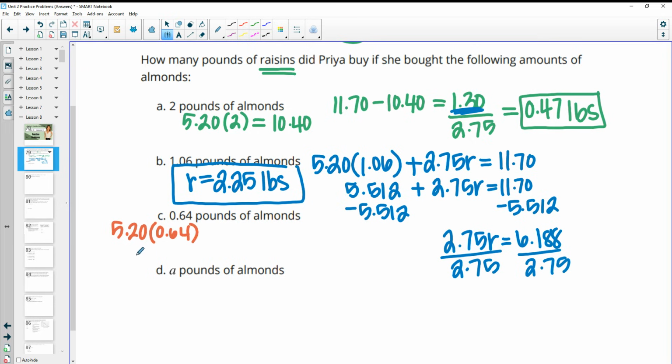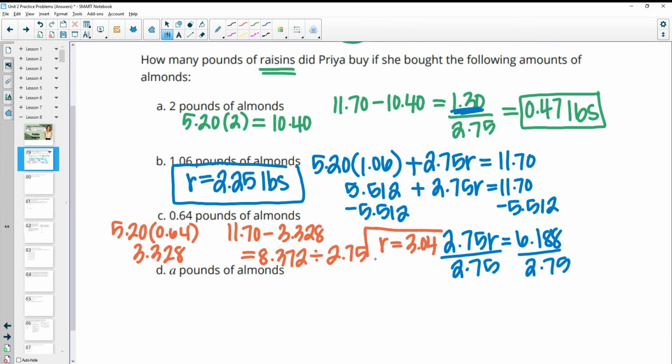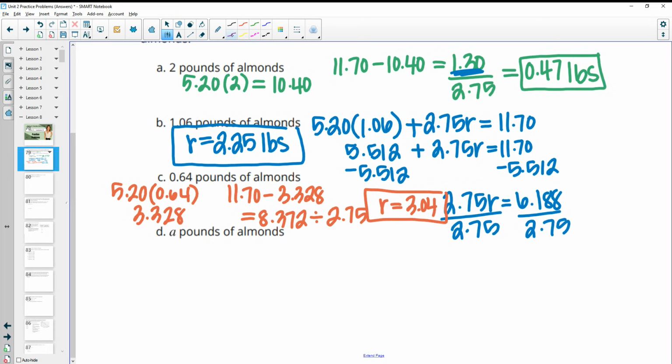So she spent 3.328 on almonds. I'm going to subtract that from the total cost, which leaves 8.372 left for the raisins. Then we'll divide by the cost of the raisins, which is $2.75, and that gives us 3.04 pounds of raisins here. And again, either one of those methods is fine.